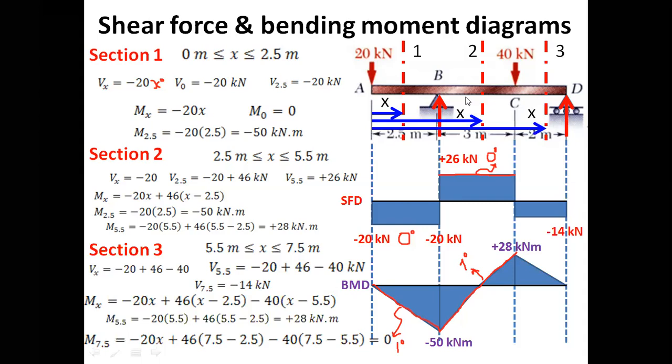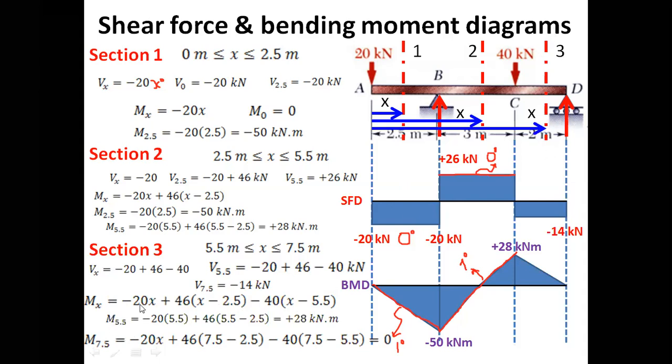from x I have to minus this, so we will get the moment arm for this force about the section, so x minus 2.5, and we have this force, and it is producing counterclockwise moment about the section, so it is minus 40 times the moment arm. So from x we have to minus this distance, and this distance is 5.5. So this moment arm is x minus 5.5. So this is the general equation of the bending moment for section 3.